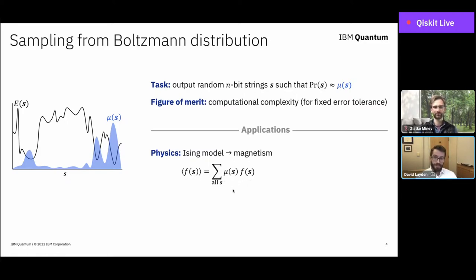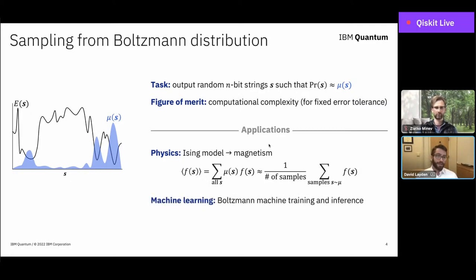However, a useful shortcut is to use Monte Carlo instead. In other words, to somehow generate samples according to the Boltzmann distribution, and to plug this into this expression on the right here. And this can often give you a very good approximation to the exact value of the Boltzmann average of F in much less time, so at a much lower computational cost.